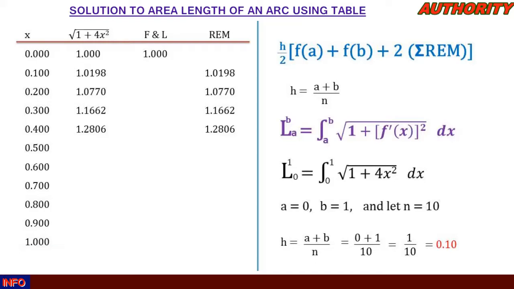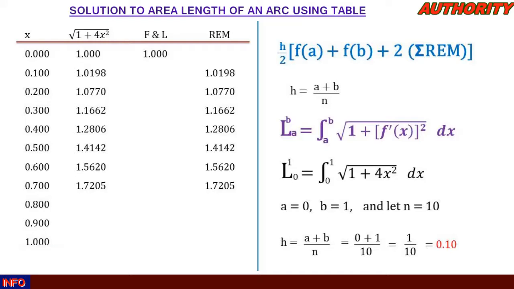We go again to 0.500. We replace it in place of x in square root of 1 plus 4x squared. It's going to give us 1.4142. We also write it in the remainder side. We go again to 0.6. It's going to give us 1.5620. We also write it in the remainder side. Then we have 0.7. When you replace it, it's going to give us 1.7205. We also write it in the remainder side.